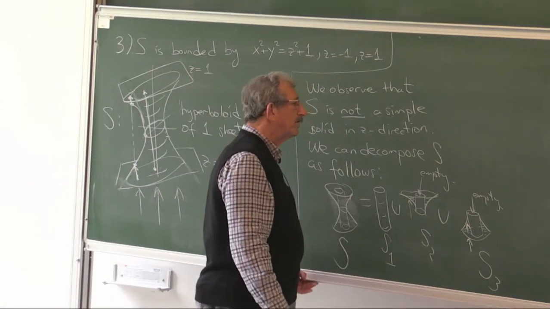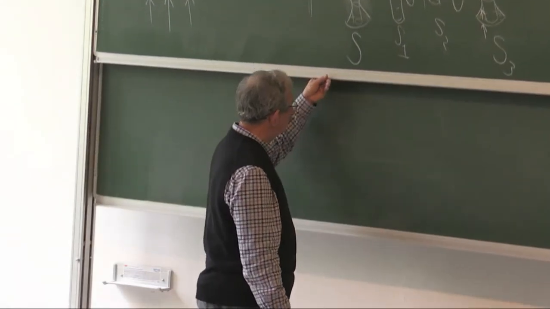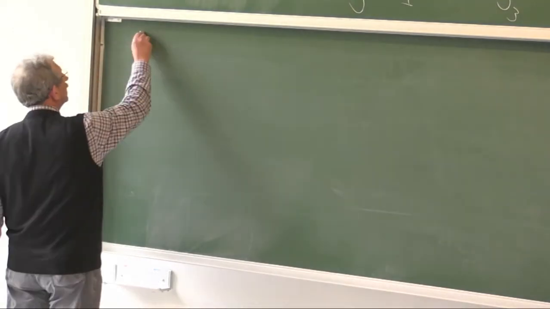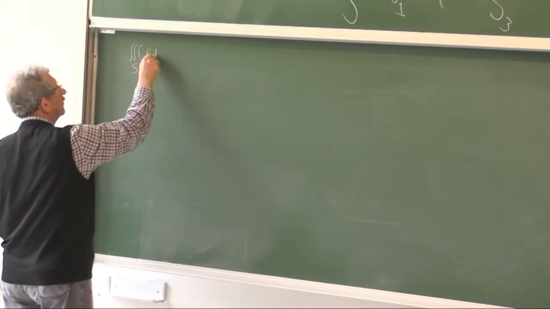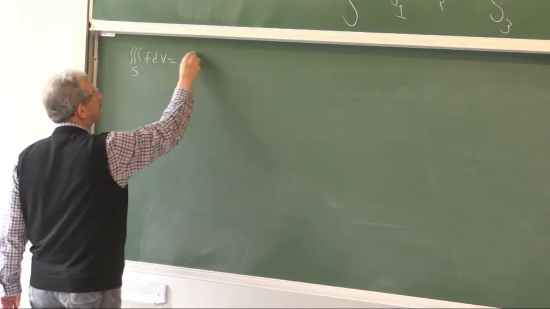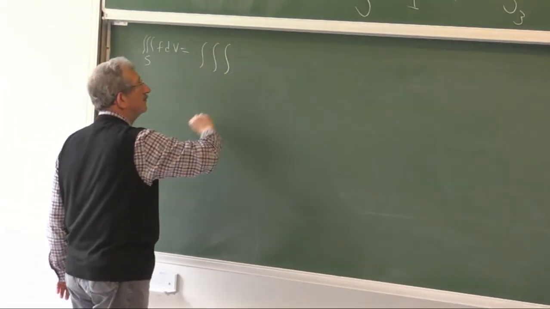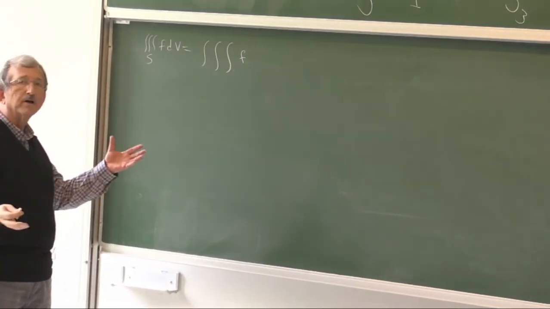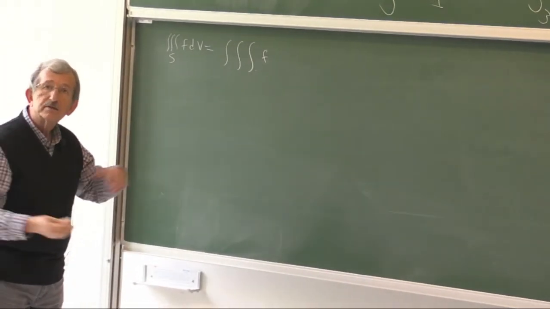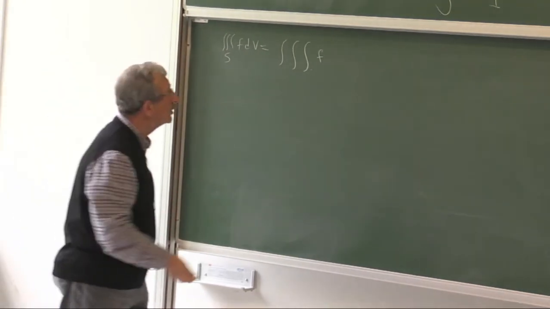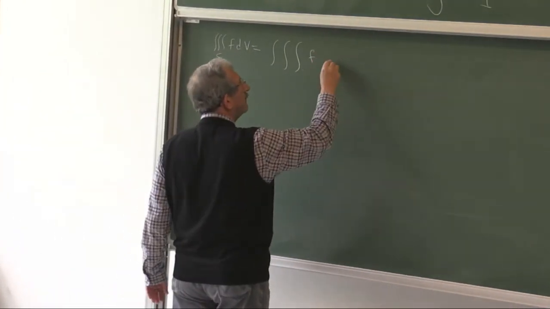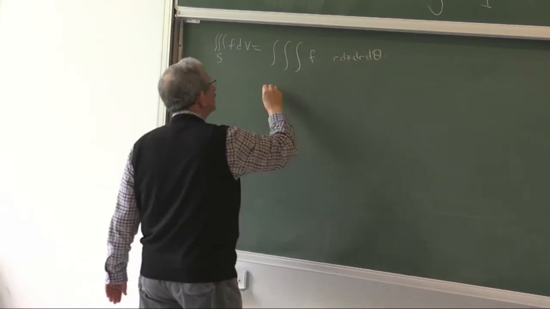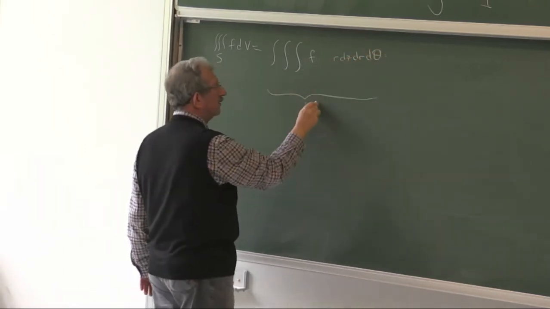Well, this says that I have to consider my integral as a triple integral over F. Okay. I want, of course, cylindrical coordinates because everything is in circles. And so I will have r dz dr d theta. This will be my integral over S1.